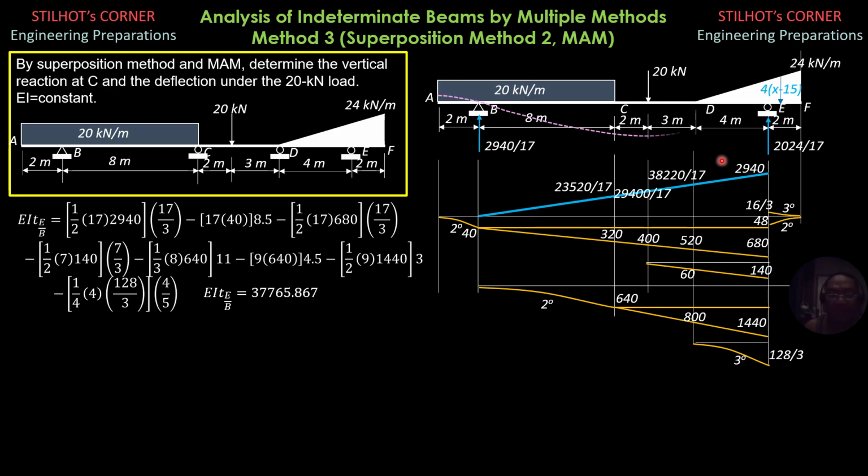So it's positive, so the elastic curve should look as shown, then the tangent at B should look as shown. Then this is deviation of E relative to B, which is this value here. This is deviation of D relative to B, deviation of C relative to B. So theta B is negative because it is sloping down to the right. It is equal to the negative of that value divided by 17. So theta B is negative 37765.867 over 17 EI, and that's negative 2221.522 over EI.